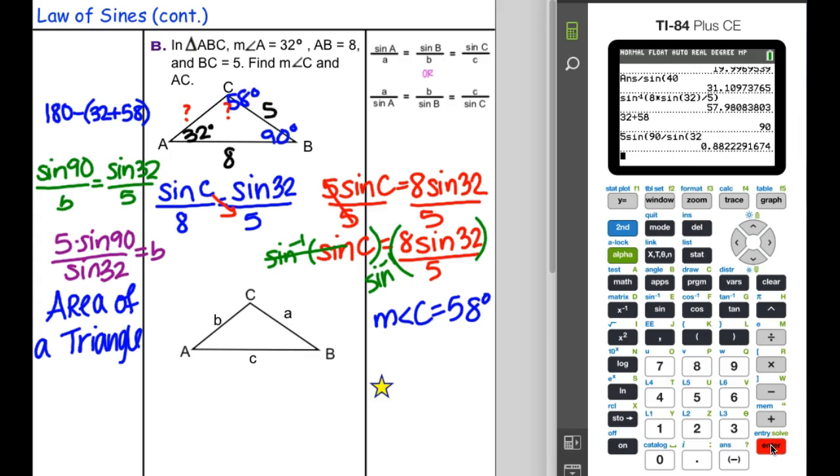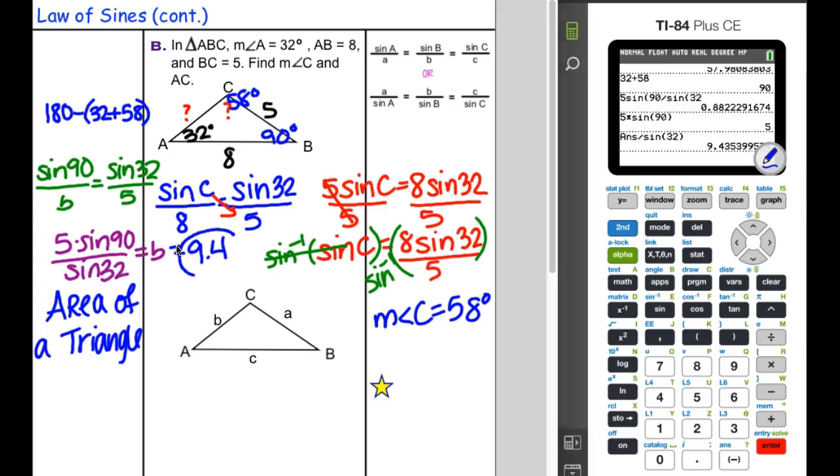and we hit enter, and that is not correct because notice where I forgot parentheses. So 5 times the sine of 90 gives us 5 because the sine of 90 is actually 1. And we divide that by the sine of 32, and we get 9.4. So there you have it.